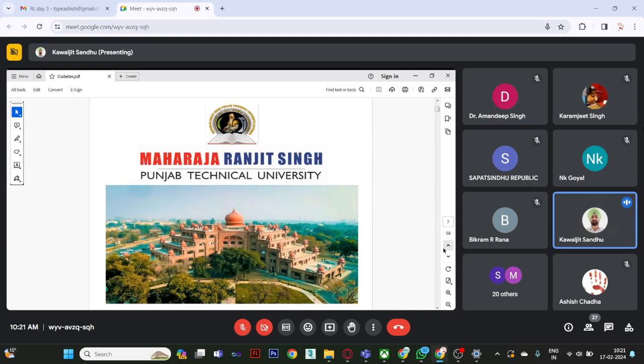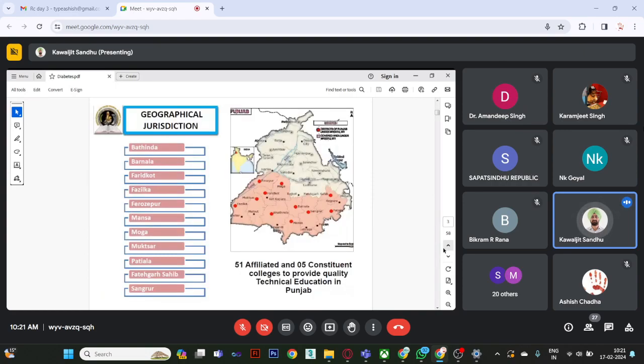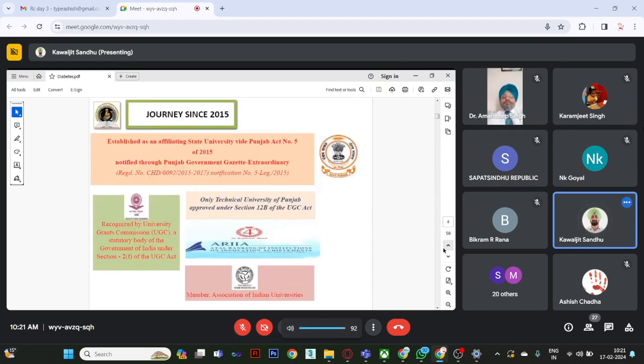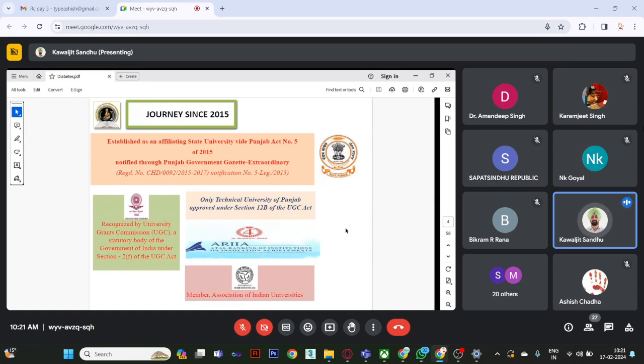About half the regions of Punjab are in our jurisdiction as far as technical institutes are concerned. We have 51 affiliated colleges and 5 constituent colleges under our jurisdiction. Recently we got accreditation from NAAC, and we have an area ranking of 4, and are a member of AIU.